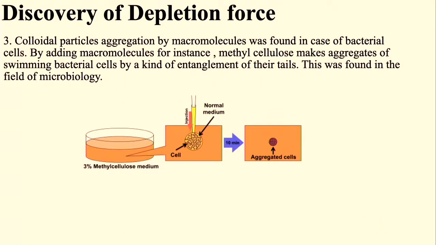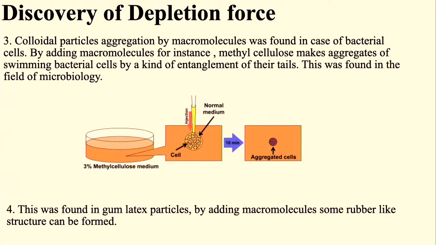For example, in the microbiology field, with bacterial cells, adding a macromolecule such as methyl cellulose makes swimming bacteria aggregate, by a kind of entanglement of their tails. So by 1953, people knew these kinds of phenomena, but there was no underlying physics or science behind it. People had not formulated what kind of physics could capture it.